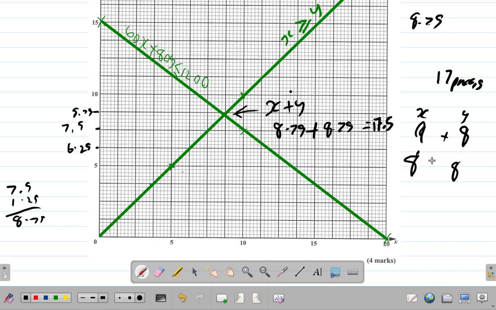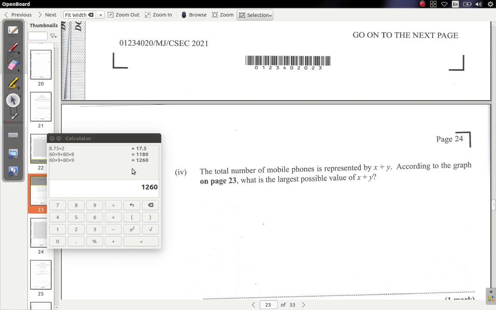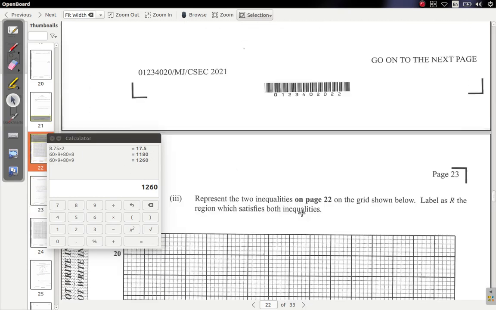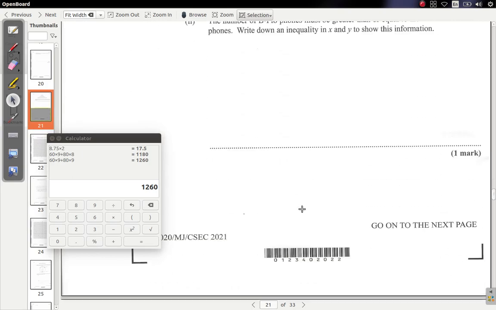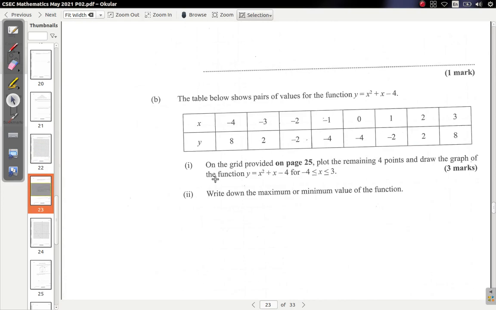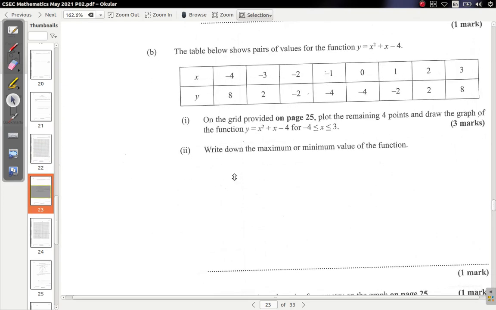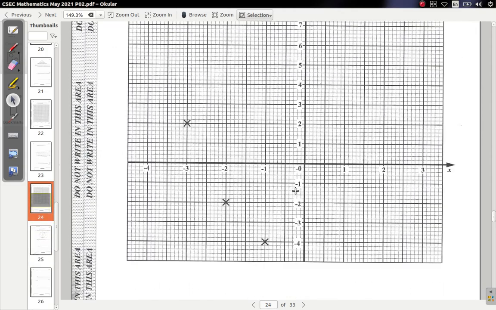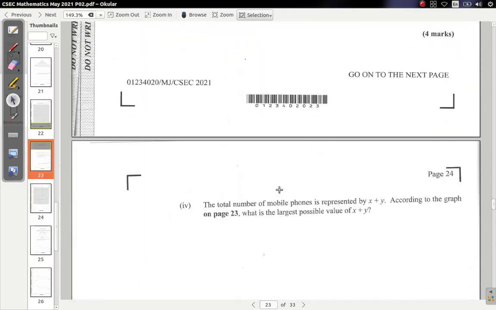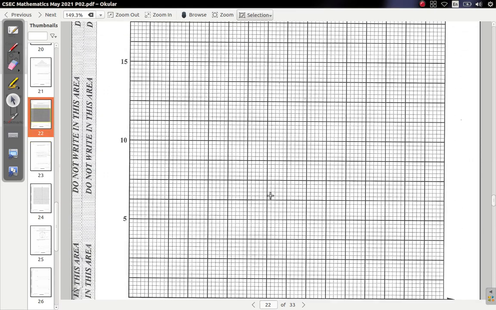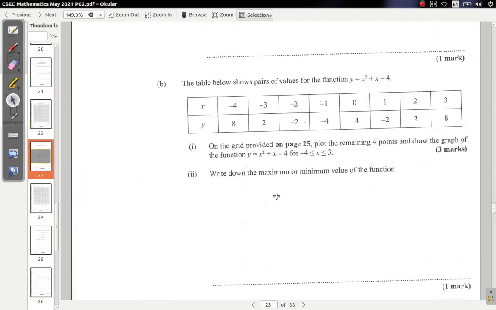Alright, so that is that. That is question 8a. And then we have question 8b. What we're going to do is question 8b in a different video.